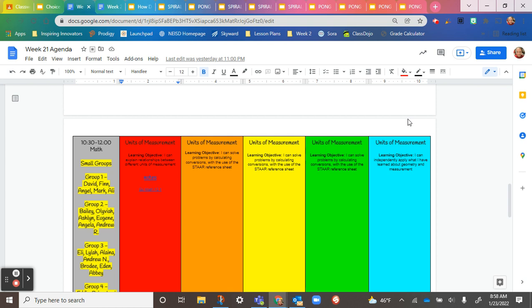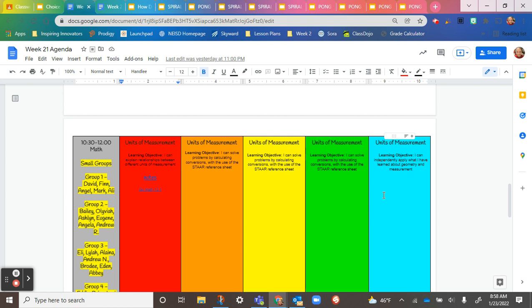In math, I still need to finish this, but we're working with units of measurement. So we're looking at metric and customary units, and we're looking at how we convert one to another. So how do we go from inches to feet, or how do we go from looking at different times, seconds to minutes and things like that.